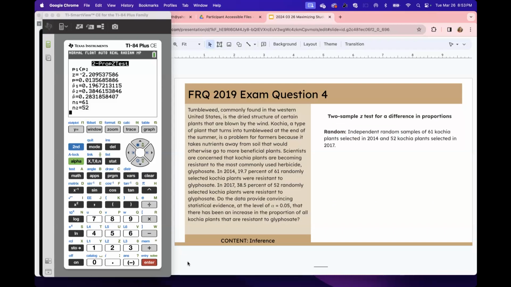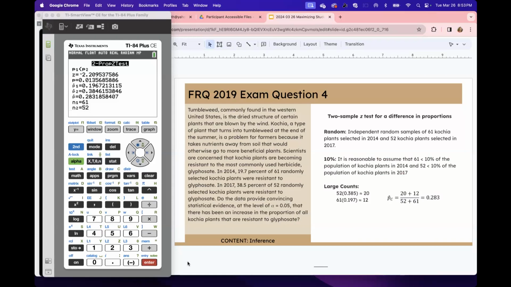So our conditions here, we need random something or other. In this case, independent random samples from the 2 years. We need to check the 10% condition because we sampled the cochea plants without replacement, and we need to check it for both samples. And then we need to check that it's okay to use a normal-based calculation with a z, and that's using our large counts.